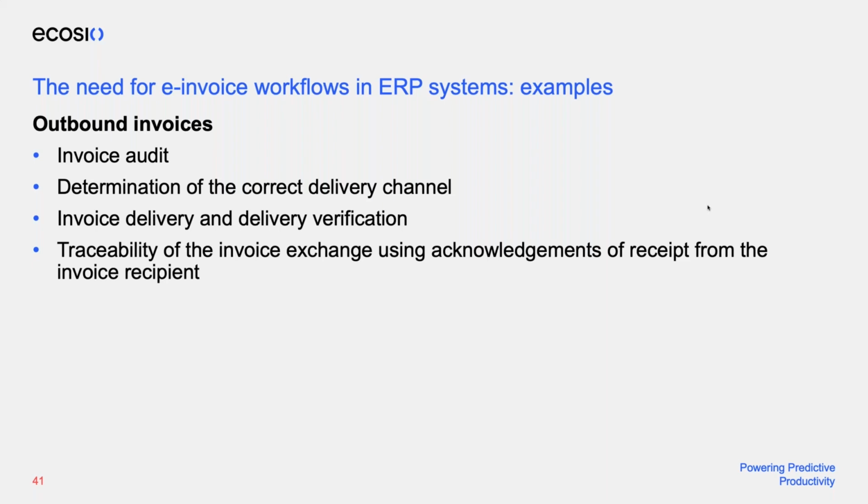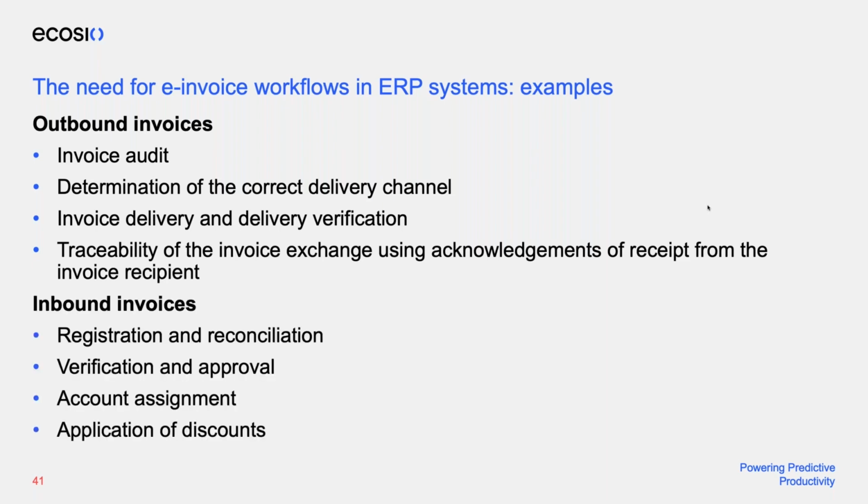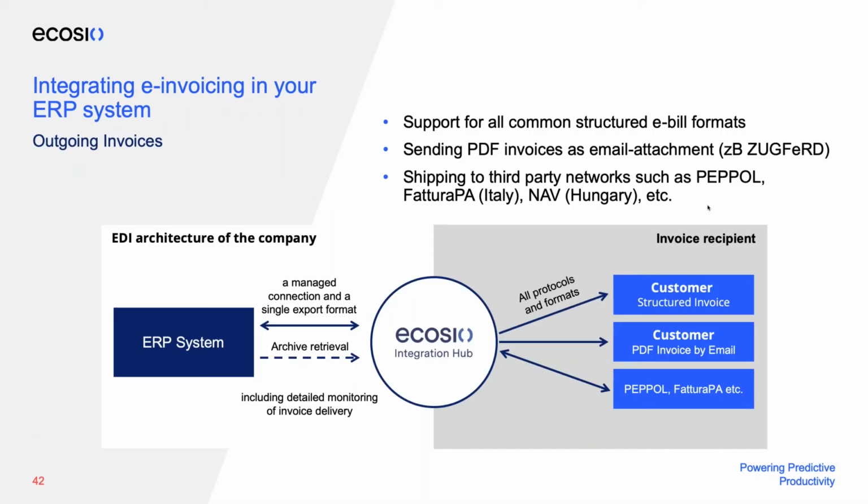And you need a traceability of the invoice exchange using, for instance, acknowledgements of receipt from the invoice recipient. In regard to inbound invoices, you need to register inbound invoices and reconcile them, for instance, with existing purchase orders or dispatch advices and so on. And then a verification and approval takes place, an account assignment, and also, for instance, an automated application of discounts if there are some.